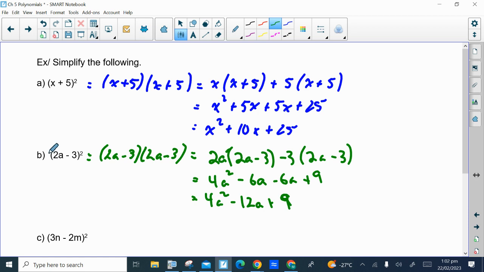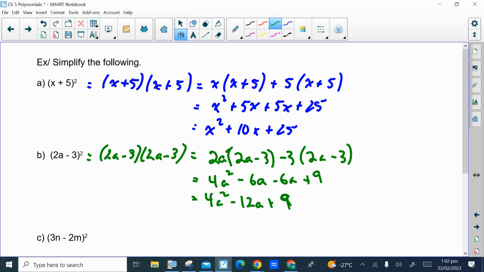So for question B, square the 2a gives you 4a squared. You got to square both the 2 and the a. Square the negative 3, that's where the positive 9 comes from. To get the negative 12a, multiply these two terms together and then double. 2a times negative 3 is negative 6a, doubled is negative 12a. That's where the negative 12a comes from.